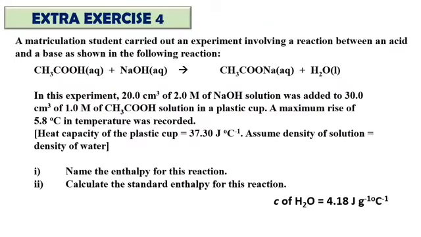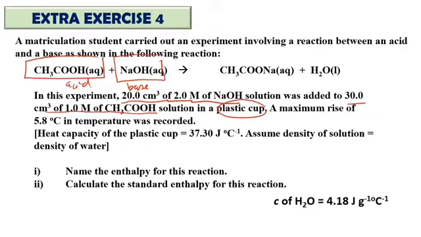Boleh? Okey, sebagai contoh soalan nombor 4 ni, kita boleh baca sendiri soalan ni lah. Okey, dia ada buat reaction between the acetic acid and sodium hydroxide. So nampak tak kat sini kita ada acid and base which is the neutralization reaction. 20 cm cubic of 2.0 molar NaOH was added to 30 cm cubic of 1.0 molar CH3COOH solution in plastic cup. Plastic cup ni adalah coffee cup calorimeter lah. Boleh, maximum rise of the temperature is 5.8. So ni adalah change in temperature recorded for this system.